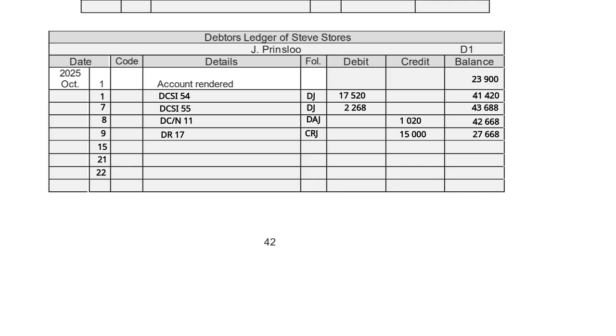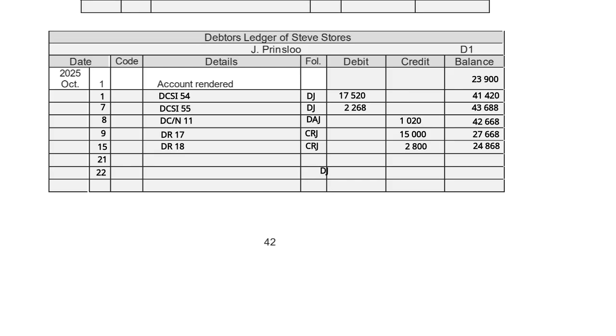Prinsloo, 2,800 on account. So again, CRJ is my journal. Duplicate receipt 18 will be my details. 2,800 in the credit column. So now the balance owing is 24,868. Then on the 21st, a credit sale is taking place, 7614.